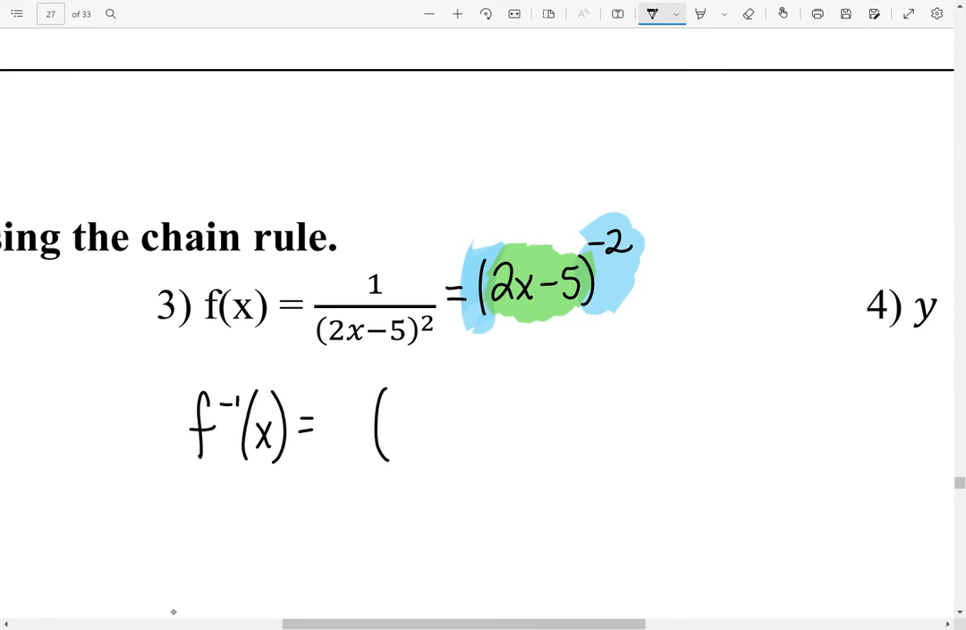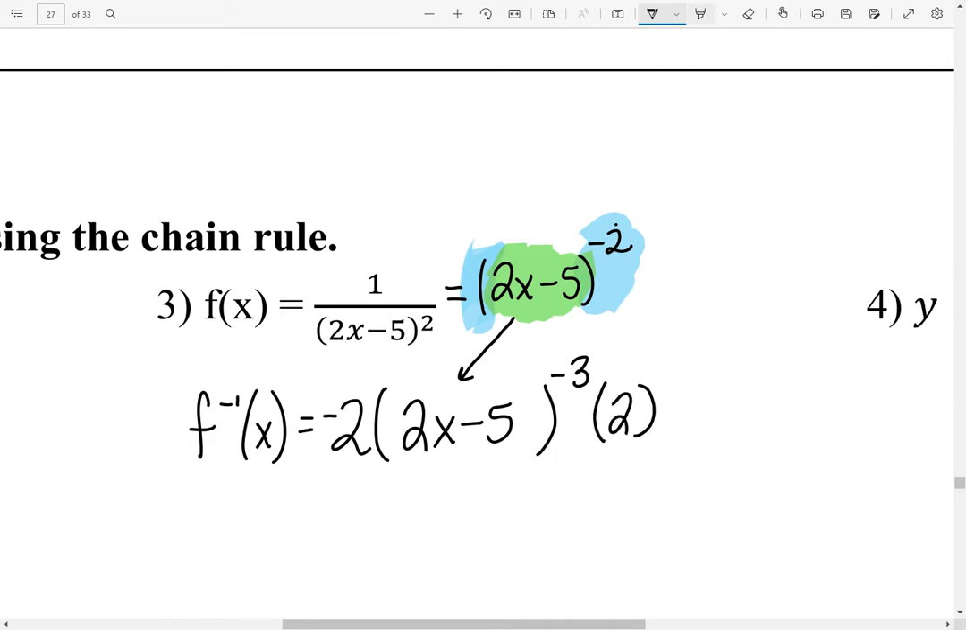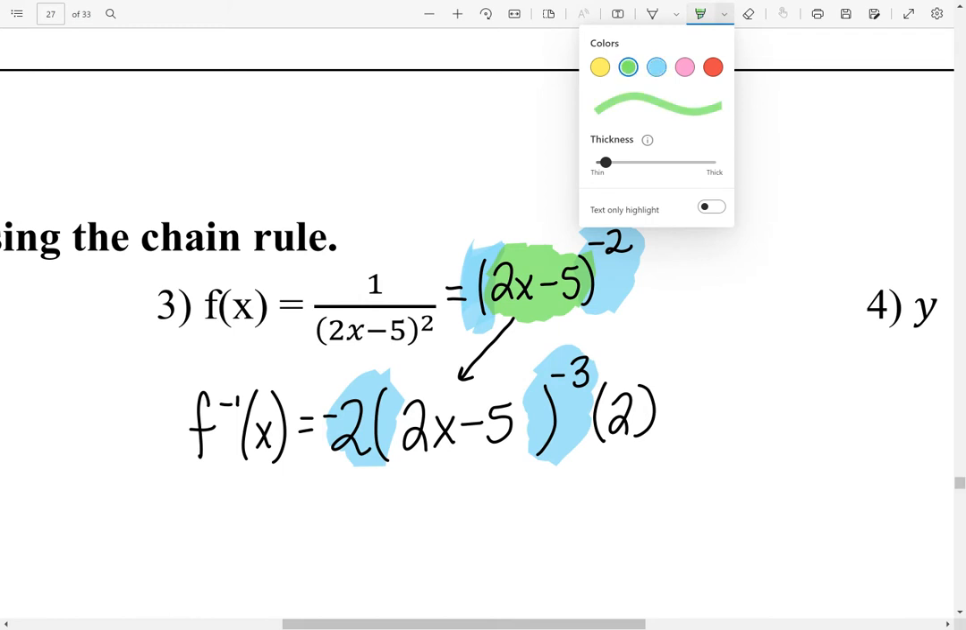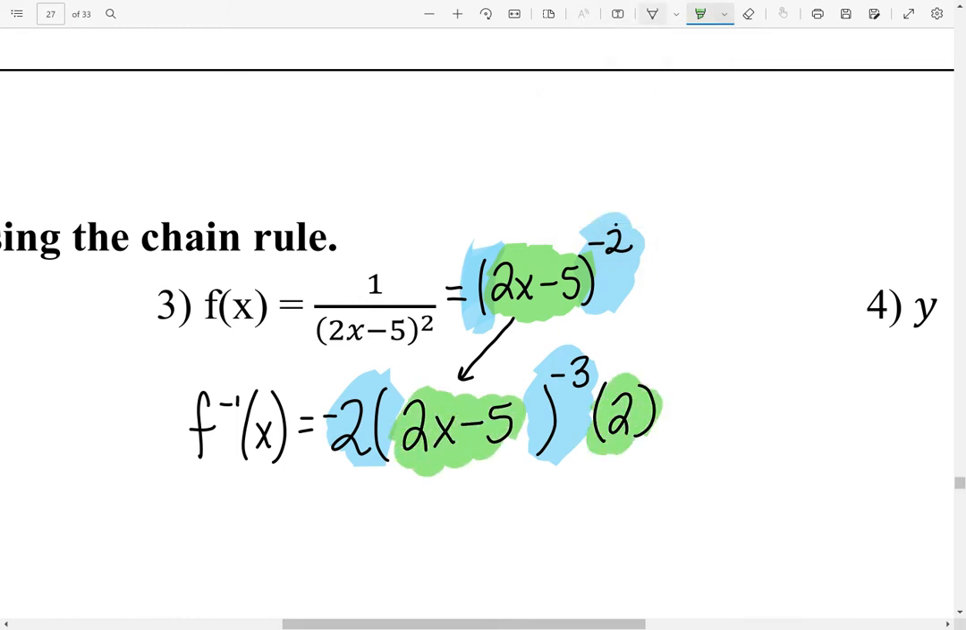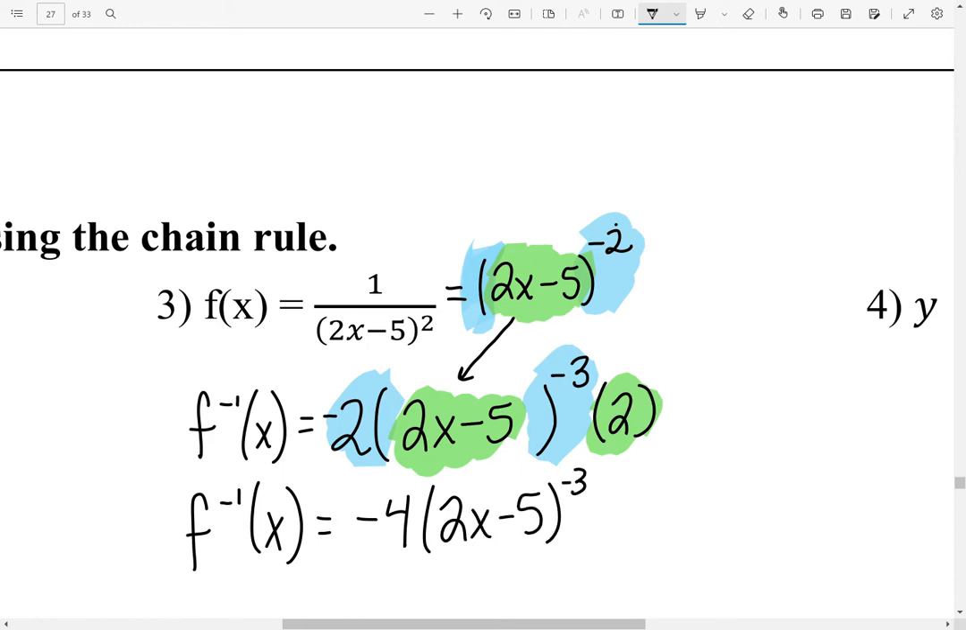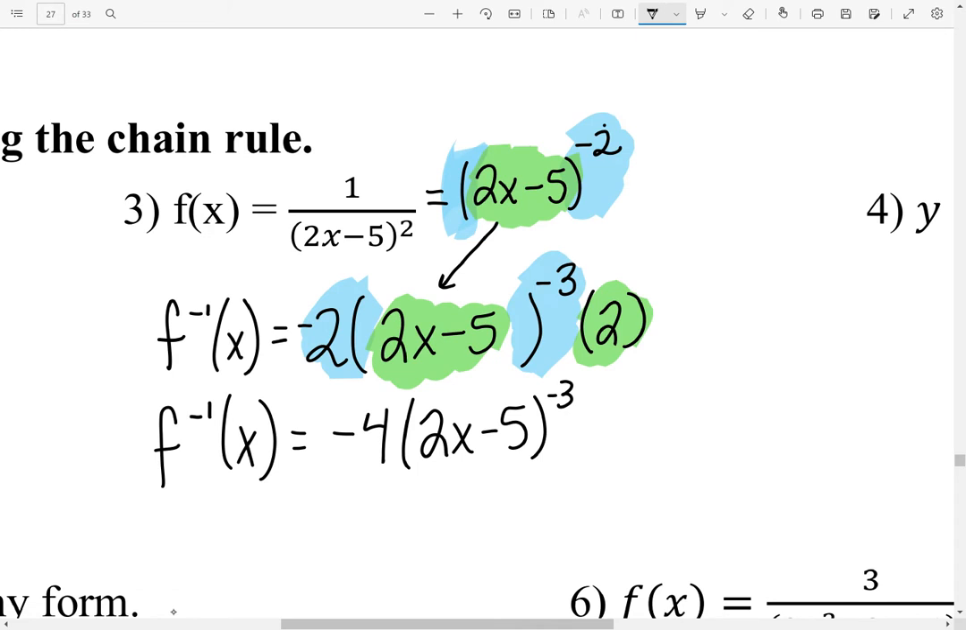So when I find the derivative, I'm going to find the derivative of the outside part first. So bring the 2 down to the front, or negative 2 to the front, negative 2. I subtract 1 from the exponent to get negative 3. Then I just bring down what's inside, and I multiply by the derivative of the inside part too. Simplify everything. I get negative 4 times 2x minus 5 to the negative third. And I can also write my derivative with positive exponents.